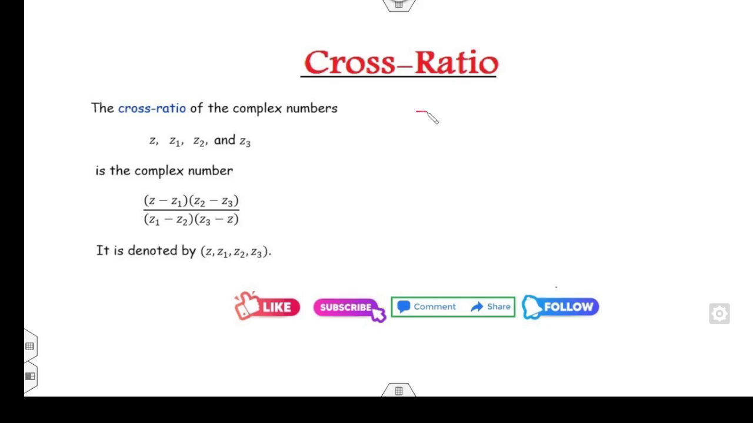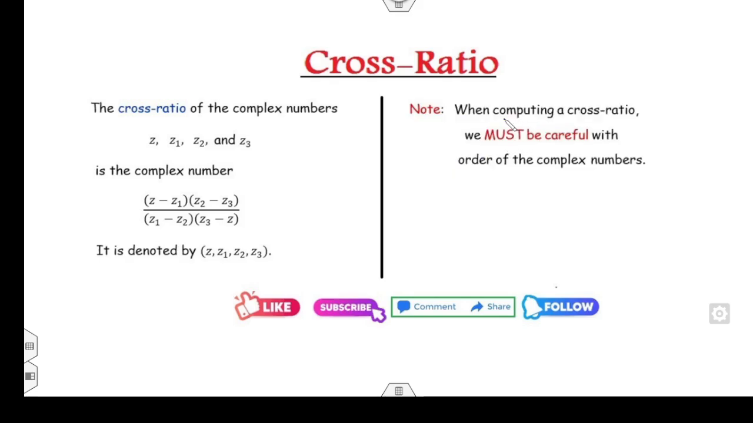But make sure students, if you write the cross ratio corresponding to four numbers, and if you change the order, like Z1 first, then Z, then Z2 and then Z3, so what I did is I have interchanged these positions. Fine. Then the answers for these two are not the same. That means while computing the cross ratio, the ordering of the complex numbers must be handled very carefully.